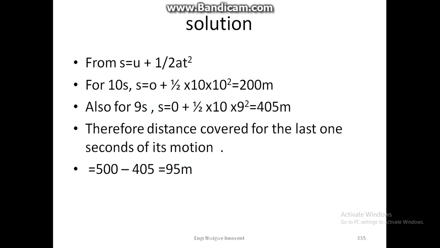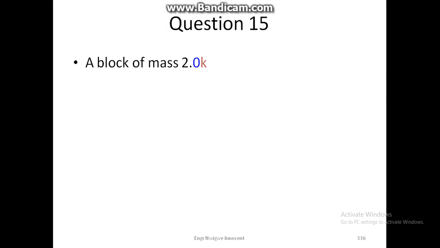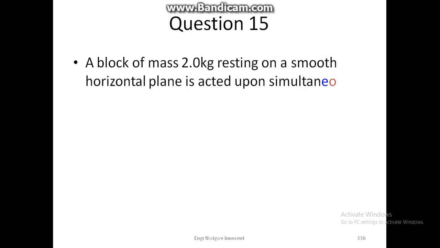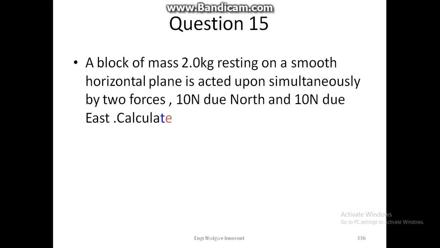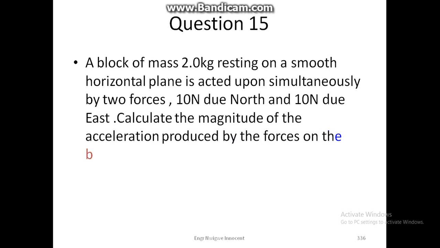Question 5. A block of mass 2 kg resting on a smooth horizontal plane is acted upon simultaneously by two forces, 10 Newton due north and 10 Newton due east. Calculate the magnitude of acceleration produced by the forces on the block.